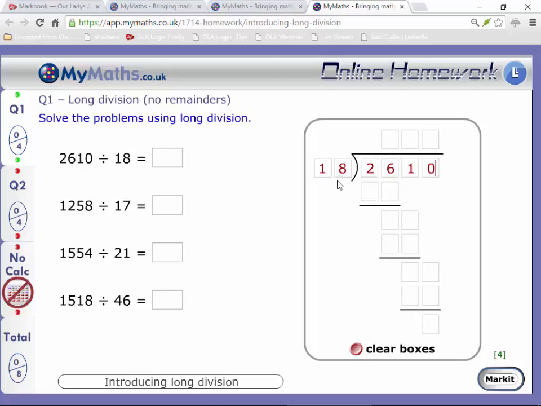I like to think of the 18 rounded up as 20, and I can see straight away that 20 times 1 is 20, that's less than 26. 20 times 2 is 40, which is a bit too big. So it looks like 1 will do it. 1 times 18 gives 18. Now we take 18 away from 26, which should leave us with 8.